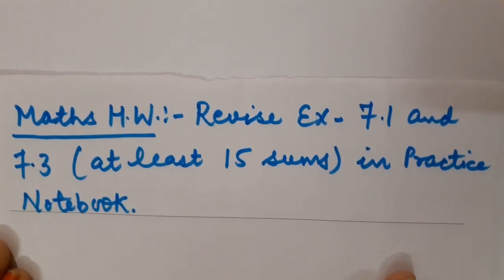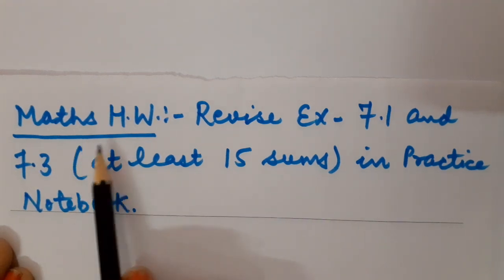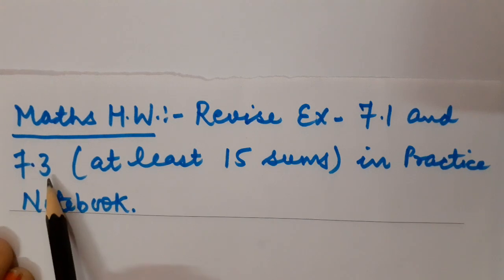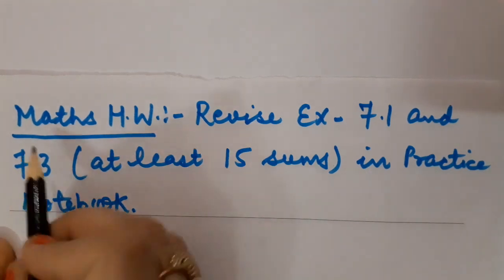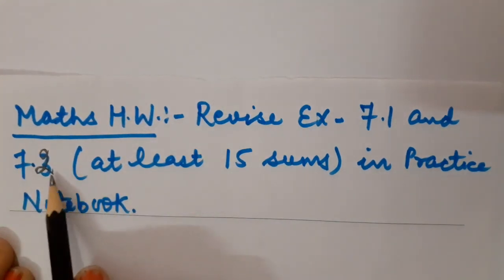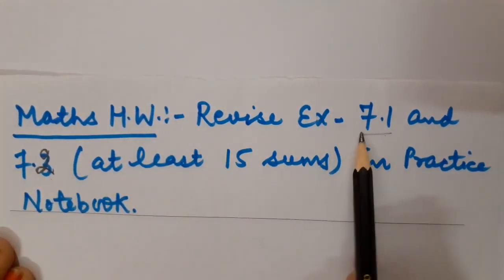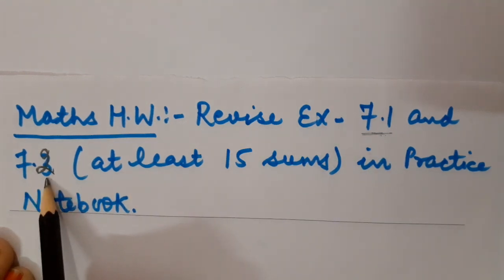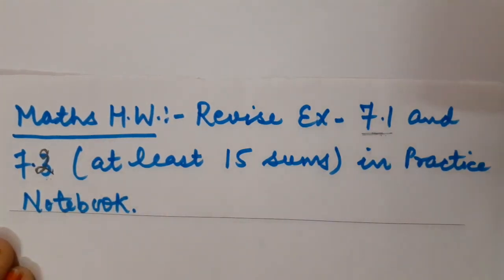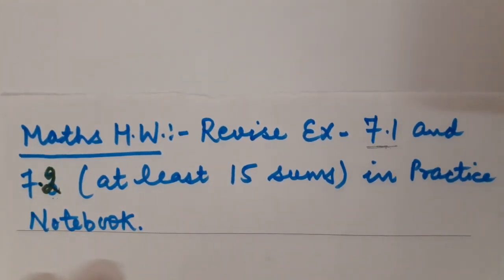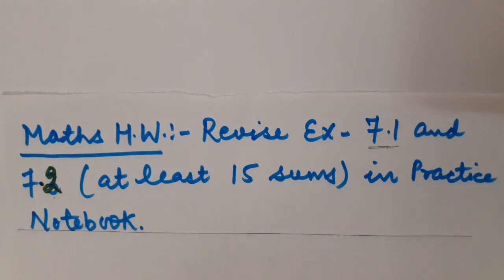Now children, that's it for the day. This is the time to get mathematics homework. Please note down your maths homework. Revise exercise 7.1 and 7.2. You take 7.2 instead of 7.3, because I have covered the distance formula which is present in exercise 7.1, and in exercise 7.2 I have covered the section formula. Correct, students? And you will have to do at least 15 sums in your practice notebook.